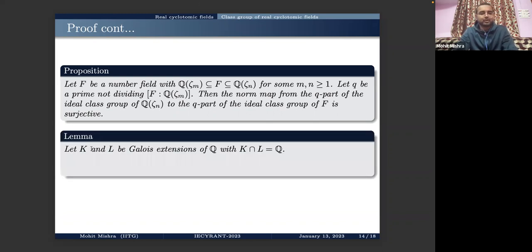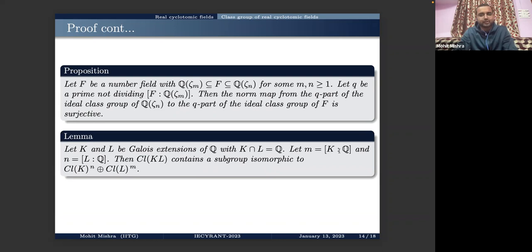Suppose we have two Galois extensions K and L such that their intersection is just the field of rational numbers, and let M be the degree of K over Q and N be the degree of L over Q. Then the compositum of K and L, its class group contains a subgroup isomorphic to the class group of K to the power N, where this N is the degree of the other field L over Q, direct sum the class group of L to the power M. Here M is the degree of the other field. This M is the degree of K over Q. So we will be needing this lemma again and again. How? Let's see.